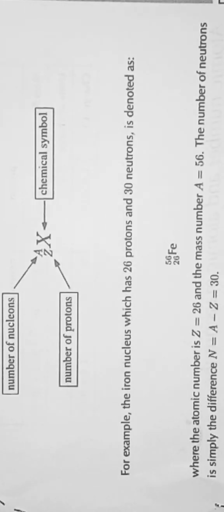For example, the iron nucleus, which has 26 protons and 30 neutrons, is denoted as 56 over 26. The atomic number Z is equal to 26, the mass number A is equal to 56, and the number of neutrons is simply the difference: neutrons equals A minus Z, which is equal to 30.